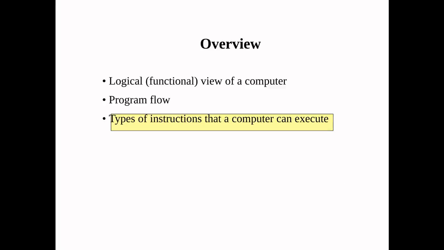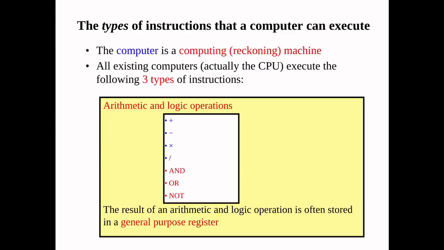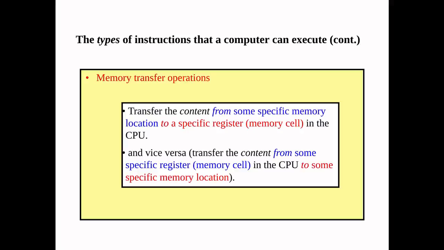So next we're going to talk about the types of instructions that a computer can execute. The computer has three primary capabilities. It can do arithmetic and logic operations, which we've already talked about. Those are going to be your math functions, and then some sort of logical AND, OR, NOT capabilities. And we're not going to talk about logic operations here. The results of those ALU operations are typically stored in a general purpose register for use with the commands that the computer is getting.